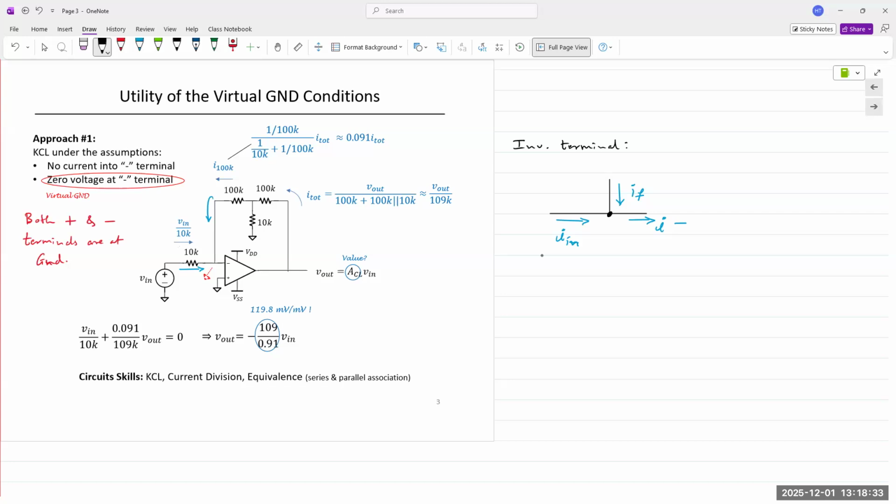If you apply KCL at this node, what do we get? Two currents coming in, one current leaving. So I in plus IF equals I minus. But because of the high input resistance or infinite input resistance of the op amp, we are saying that this I minus is going to be equal to 0. So what we have here is I in equals minus IF.